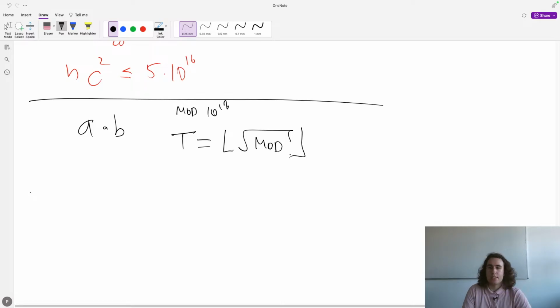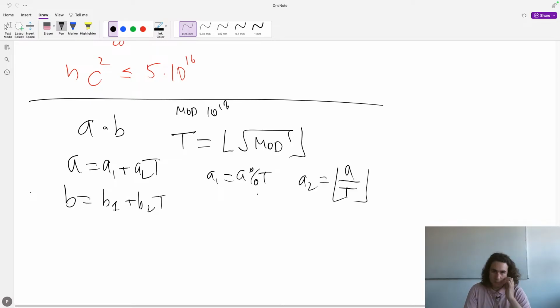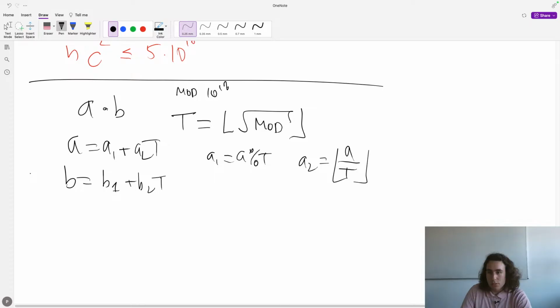rounded down. And then we can express all the values as a equals a1 plus a2 t, and b equals b1 plus b2 t, where a1 is just a mod t and a2 is a over t. Because this is the square root of mod, all these values are at most the square root of mod. So now all these values are small. And now we can multiply a and b using this formula, right?